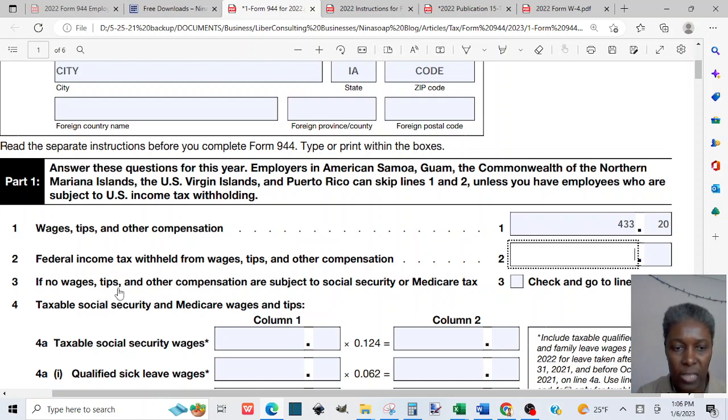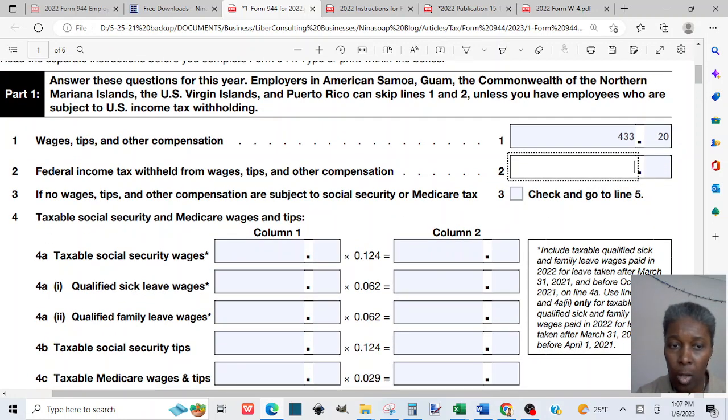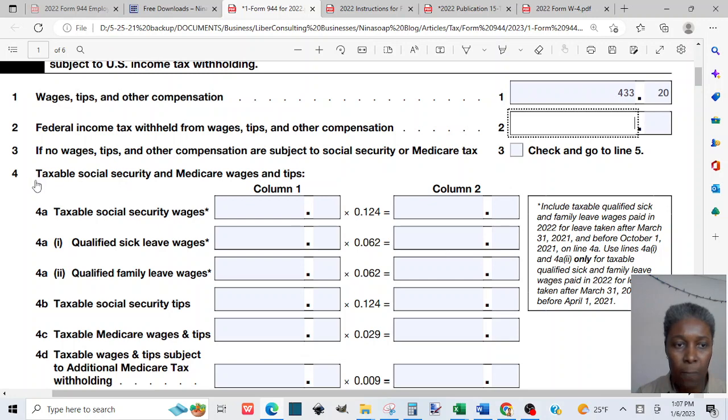If no wages, tips, or other compensation are subject to Social Security or Medicare tax, check box 3 and then go to line 5. We have Social Security and Medicare to apply. Therefore, we will complete it. But if you don't have payroll, your wages or payroll is 0, you didn't pay wages, then your line 1 will be blank. Your line 2 will be blank. You will check box 3 and then you will go to line 5. But in our case, our line 1 has an amount. Therefore, we will complete line 4.